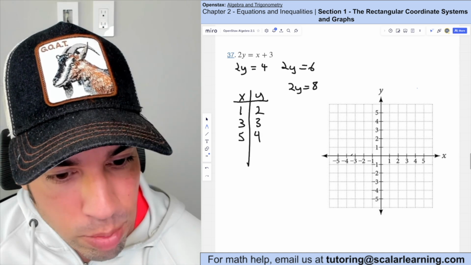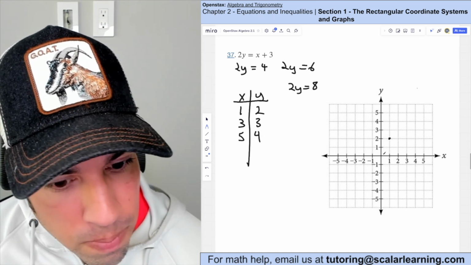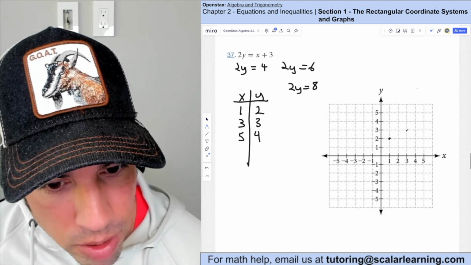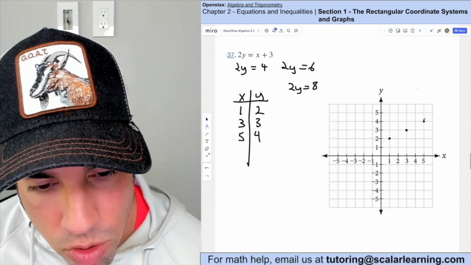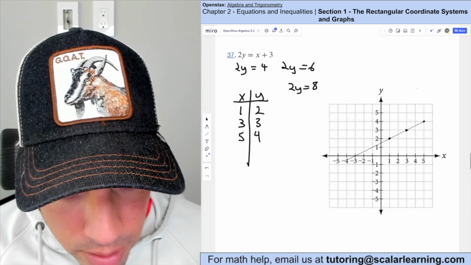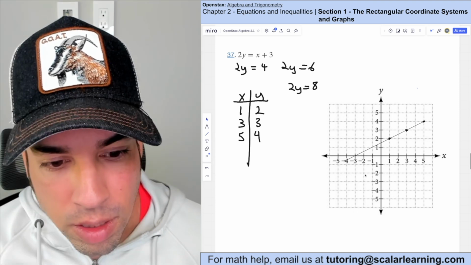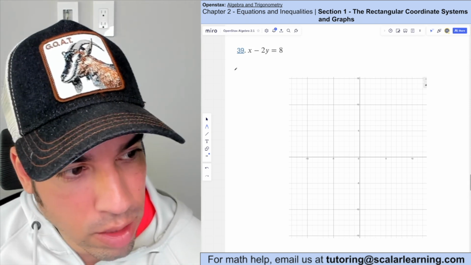So now I got 3 nice points. I got 1 on the X, 2 on the Y, so that's there. 3 out, 3 up, and then I got 5 out, 4 up. And you know you've probably done it right when you see that they form a nice line like that. So now we're just going to connect the dots like so, and there's your line. Boom, done.